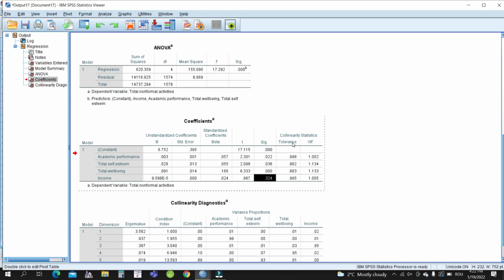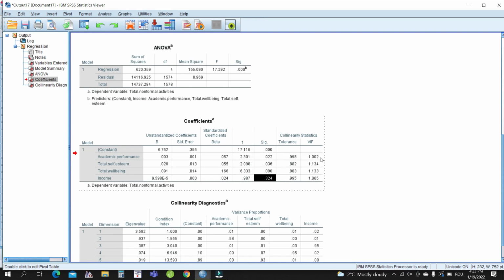The tolerance is 1 minus r squared. A small tolerance value lower than 0.1 indicates that the variable under consideration is almost a perfect linear combination of the independent variables already in the equation, and that it should not be added to the regression model. So the tolerance should be higher than 0.1.